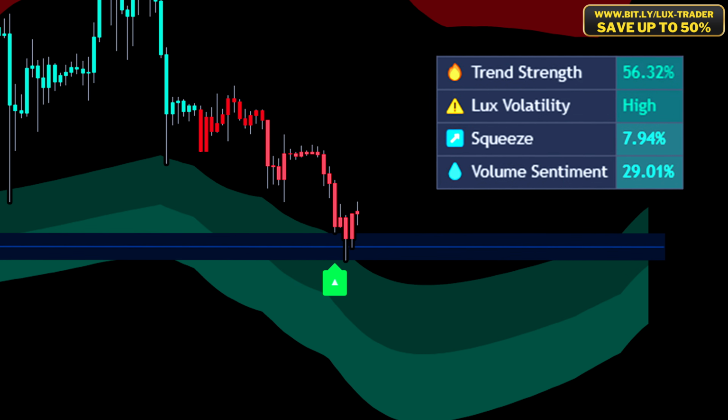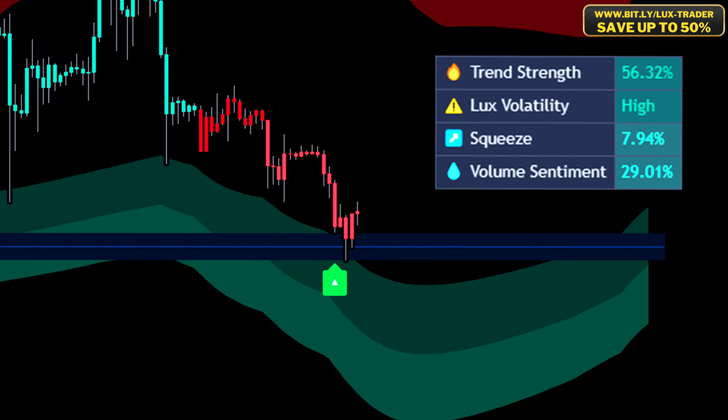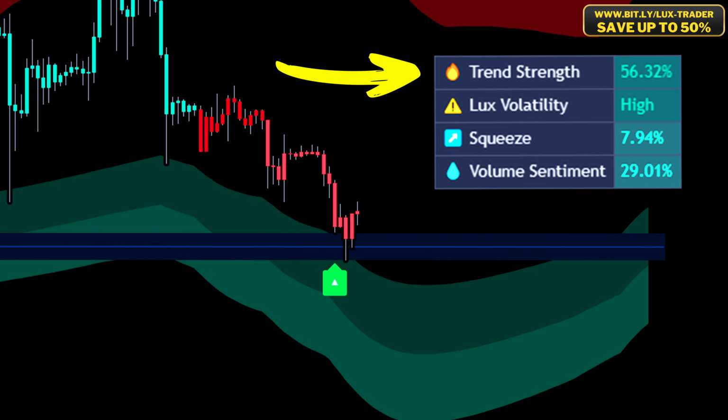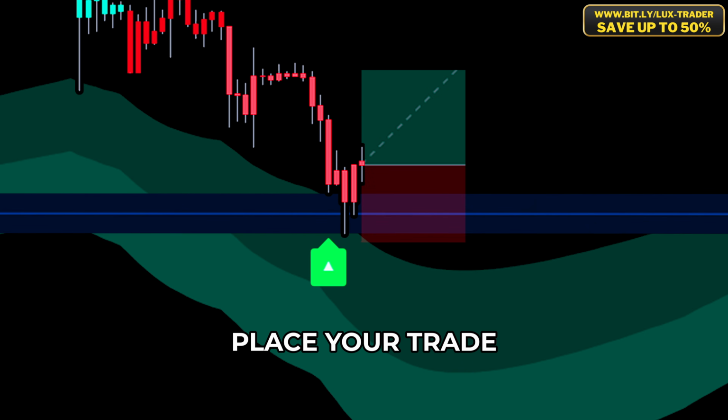And if you check the indicator's dashboard at this moment, you'll notice something else. It shows a bullish trend strength. This means the current market momentum is heavily in your favor, giving you even more confidence to enter a buy trade. So with all these bullish confluences lining up, the buy signal, the fair value gap being filled, the bounce off the reversal band, and the bullish trend strength, this is the perfect moment to place your trade.